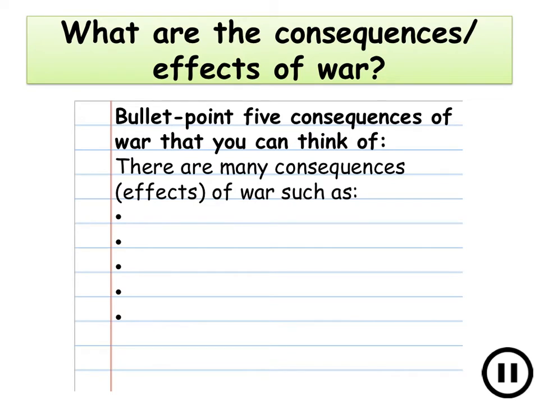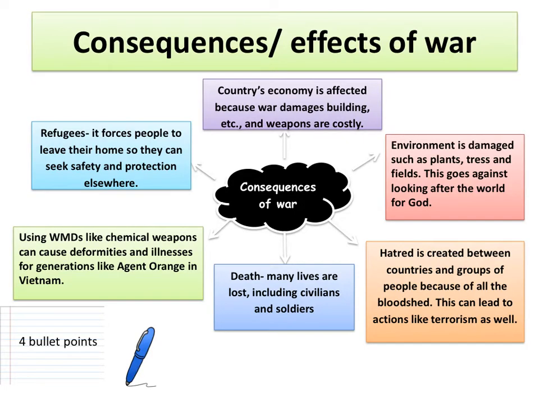Next, we need to look at the consequences or effects of war. Here we're going to think about what happens because of war. So write down 5 different things that you can think of that happen as a consequence of war. Pause the video now and play it again once you've got 5. Here are some possible ideas that you could have got. Add to the bullet points that you've got if I mention anything that you haven't written down.